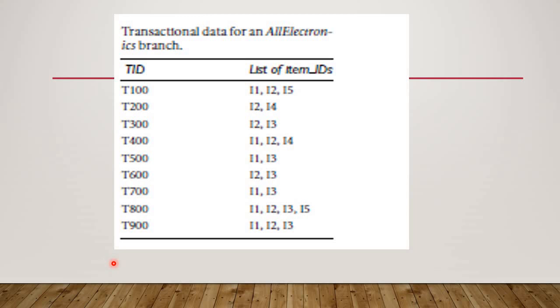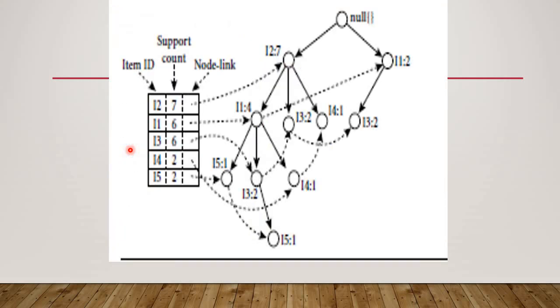was based on this transactional database. How we had gone about the construction of the FP tree is that we found out the occurrence of each item in the transactional database, and we arranged these items in the decreasing order of their count in the header table. So what you can see here is a header table. I2 has a count of 7, I1 and I3 have 6, I4 and I5 have 2. If two or more items have the same count, then they can be arranged in alphabetical order in the header table.